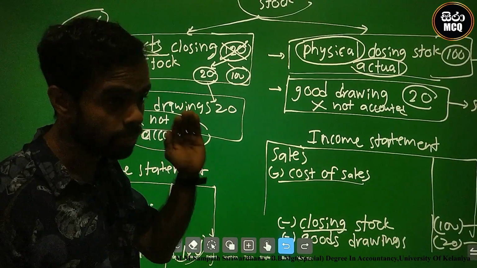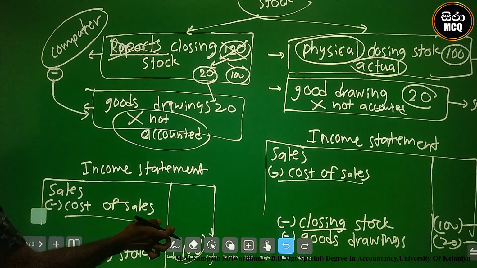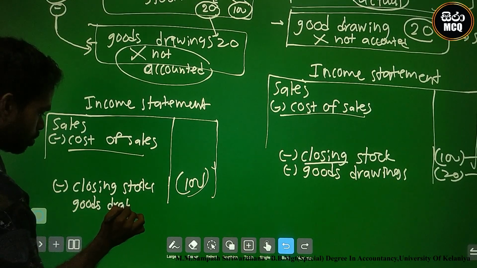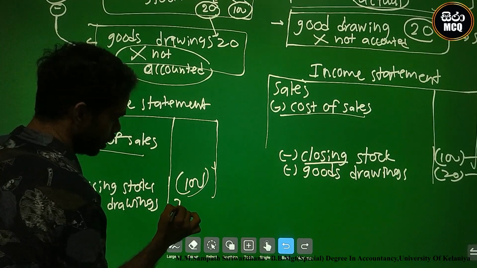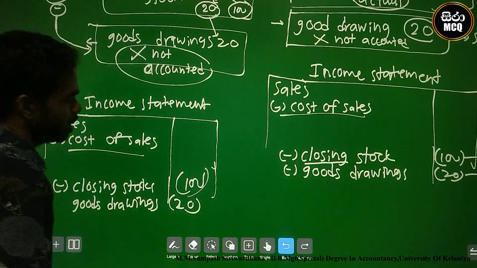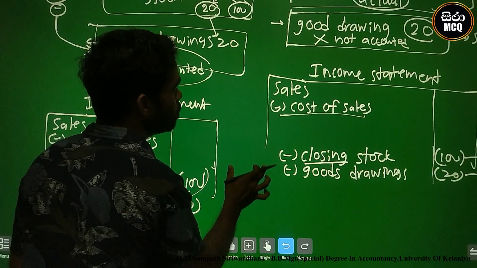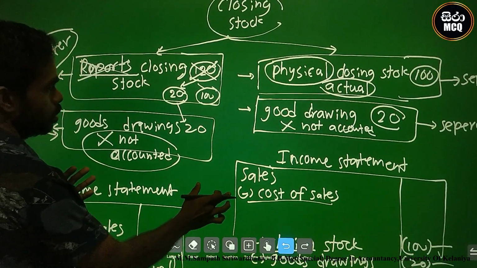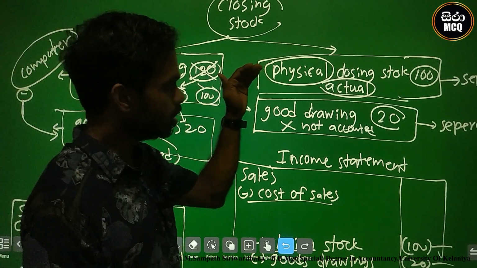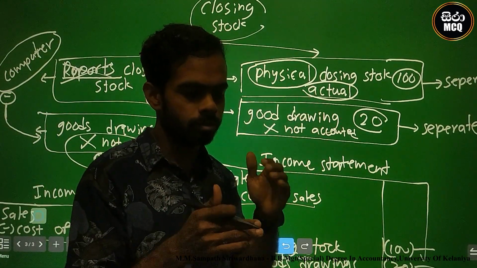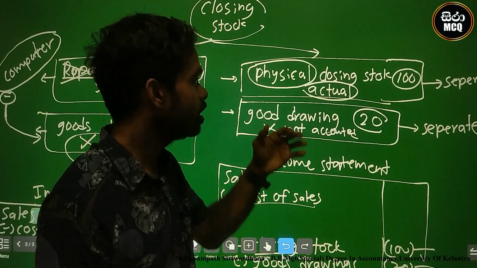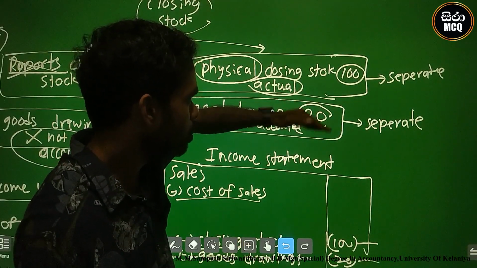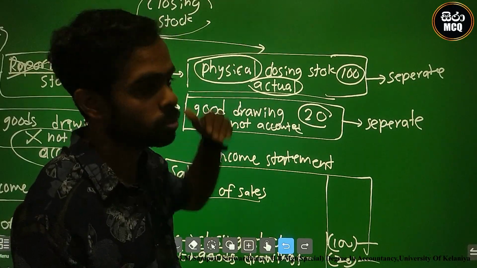Why? The drawings are not deducted. Look here, the closing stock is 100, goods drawings 20. There is the same impact. This difference means the physical closing stock and the reported closing stock. What are they? The physical closing stock is revealed in the question. The physical closing stock is separate from drawings. There is no impact between goods drawings and closing stock.